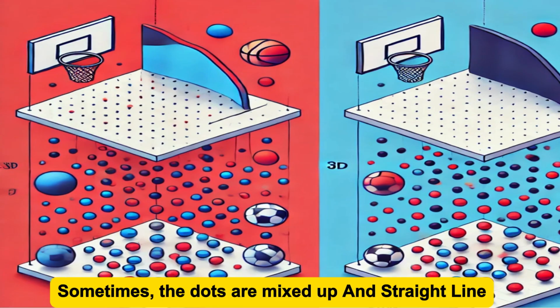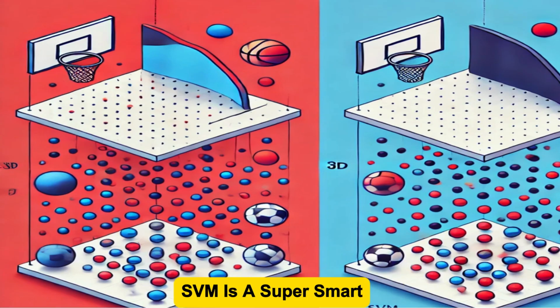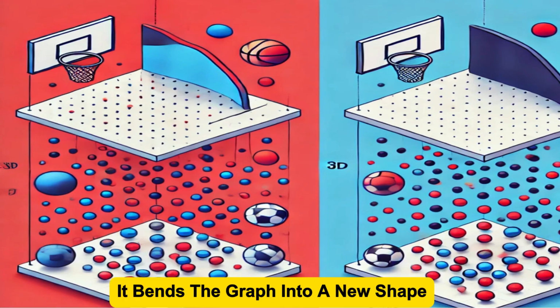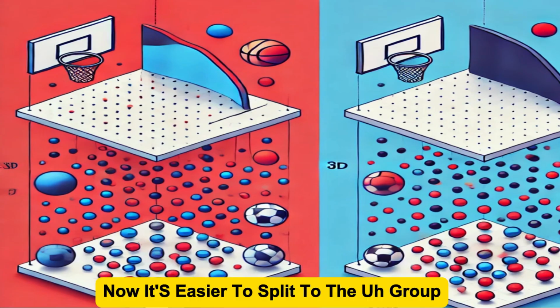Sometimes the dots are mixed up and a straight line does not work. No worries, SVM is super smart. It bends the graph into a new shape, like lifting it into 3D. Now it's easier to split the groups.